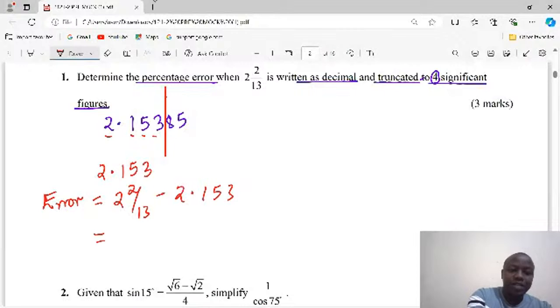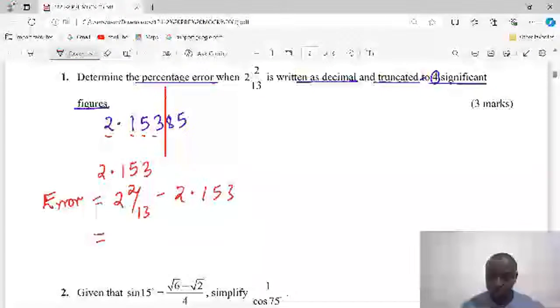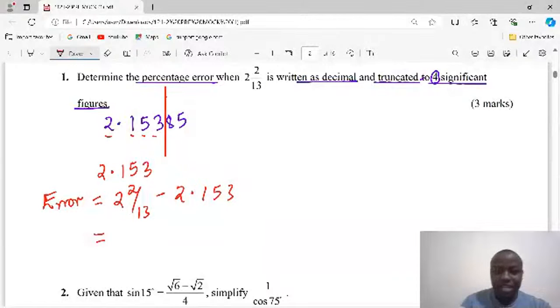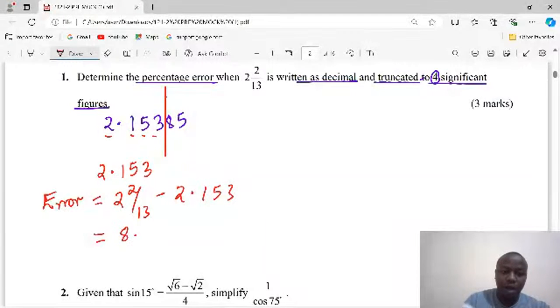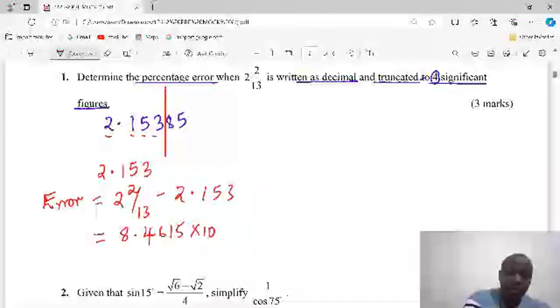This is going to give us 8.4615 times 10 power negative 4.